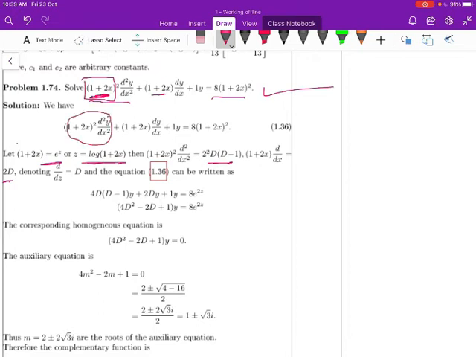4D into (D minus 1) for the first term. For the second term, 2D y, plus the third term as it is, 1 y, is equal to 8 times (1 plus 2x) whole square, with 1 plus 2x equal to e power z, that is e power 2z. So this implies (4D square minus 2D plus 1) y is equal to 8 times e power 2z. So this is a linear differential equation with constant coefficients.